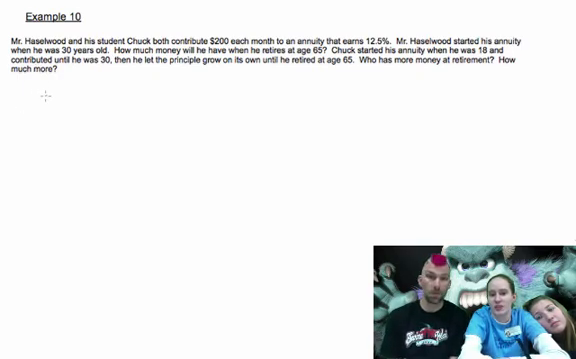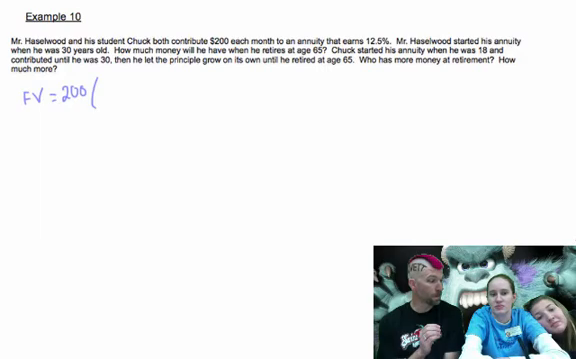So that's what we're going to look at. This is a future value problem. And the monthly payment for both is going to be 200. It's going to be the same. Everything is going to be the same except for the time. And the time is going to be different for both.